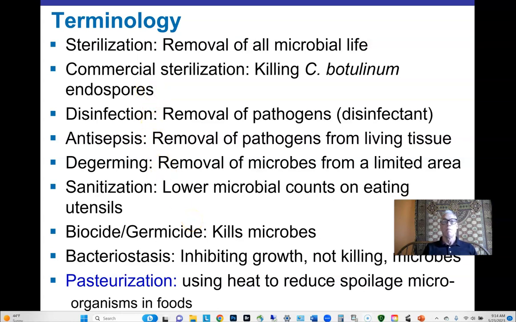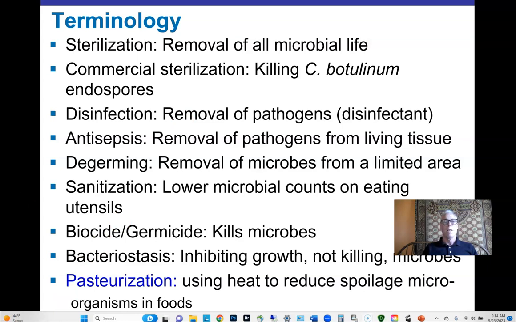Disinfection means to remove disease-causing microbes. So we'll talk a lot in this chapter towards the end about some different chemicals that are used to disinfect surfaces and situations so that we don't have any disease-causing microbes. Antisepsis refers to removing pathogens from living tissue. So an antiseptic is something you might put on an injury to kill the bacteria that might have been introduced into the body.